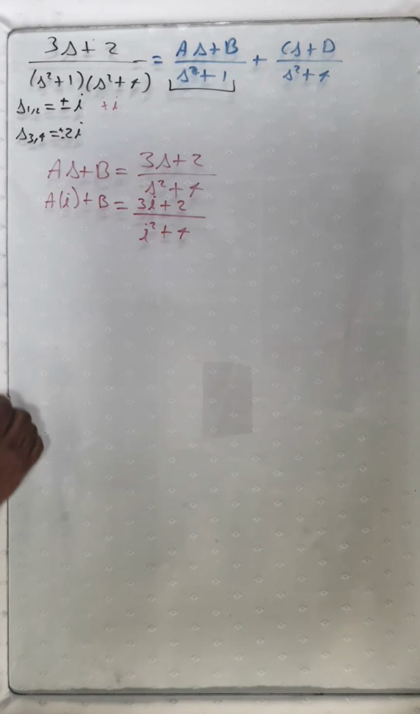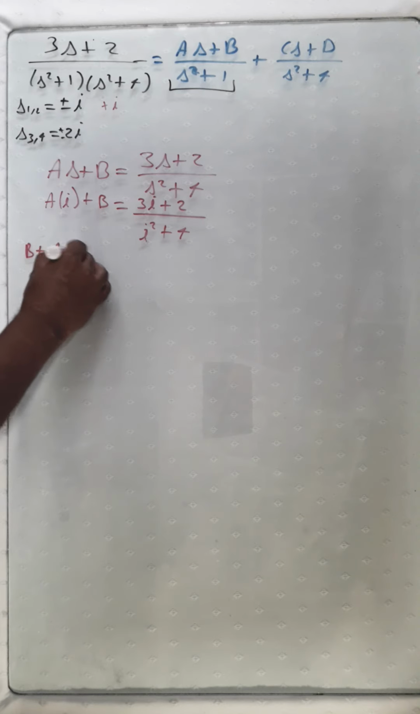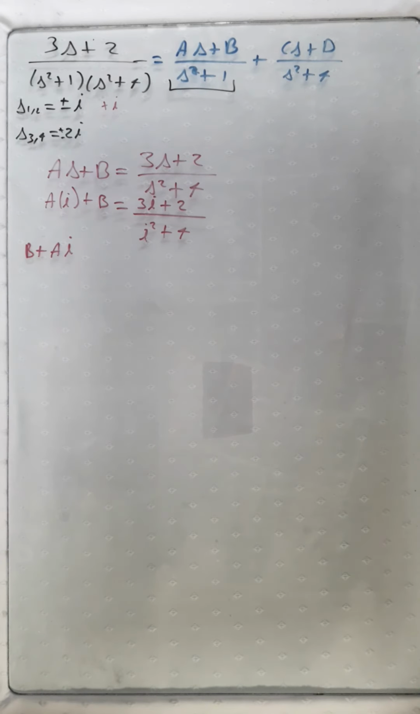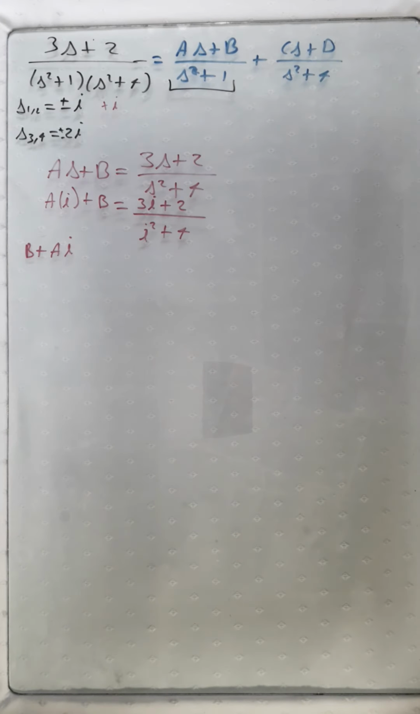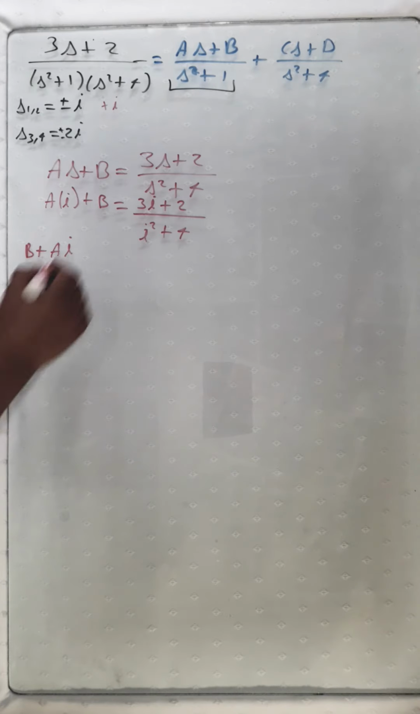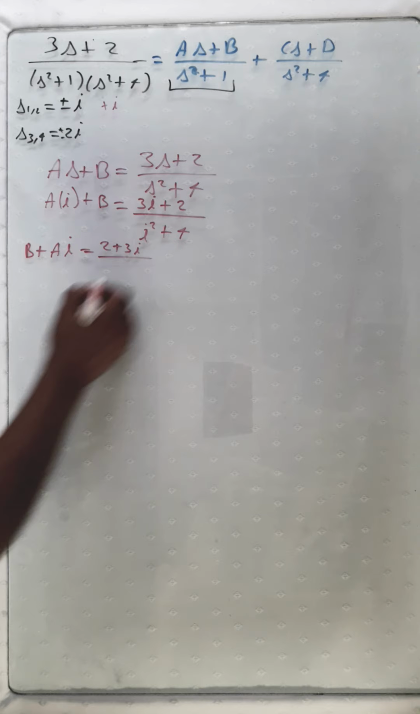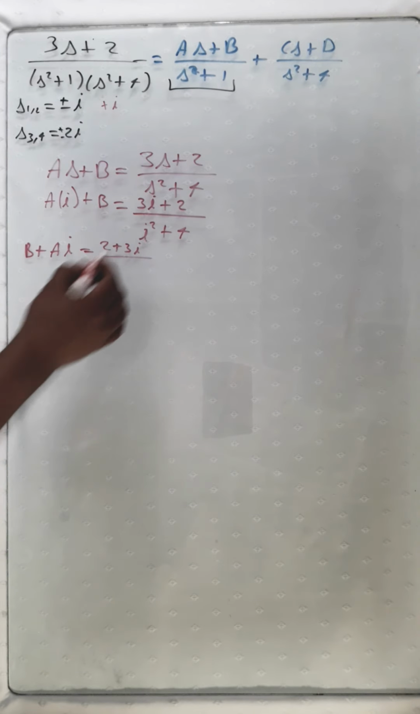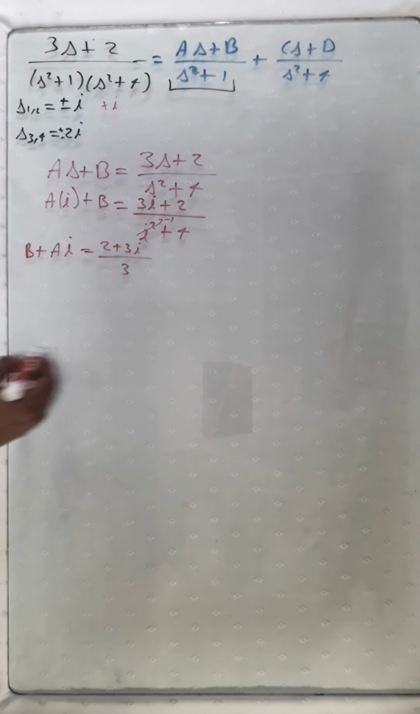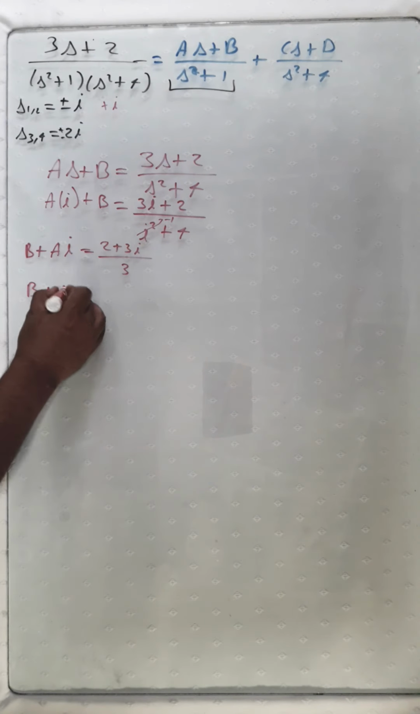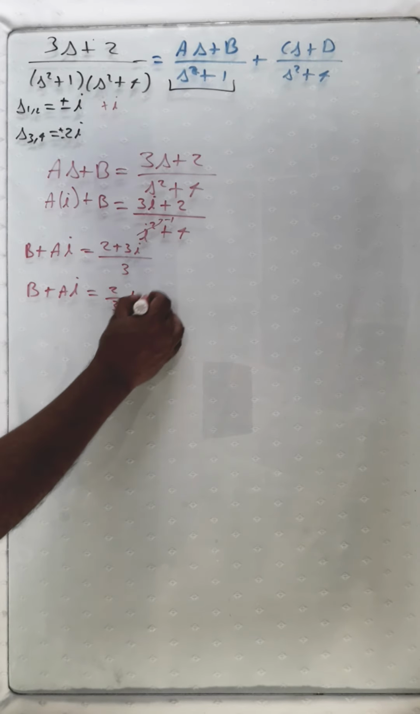Here what you have is b plus ai. I usually write first the real part and then the imaginary part because this is going to become a complex number, and then it is equal to 2 plus 3i, and the denominator i squared happens to be minus 1. Minus 1 plus 4 is going to be 3. So in the end you have b plus ai equal to 2 over 3 plus i.